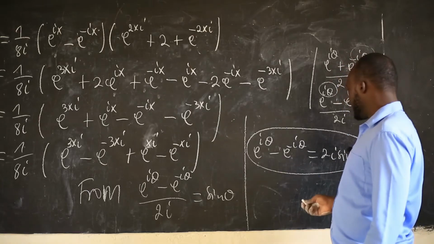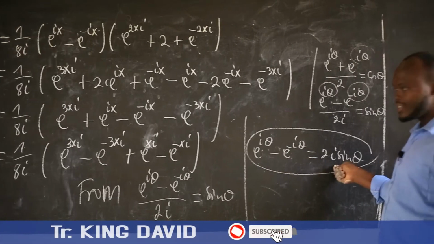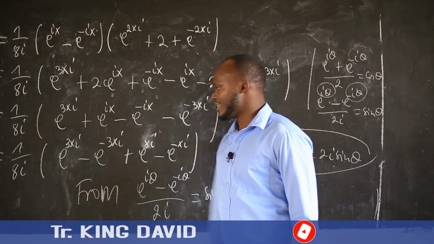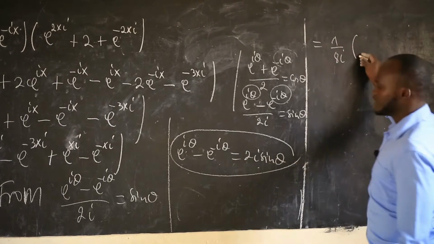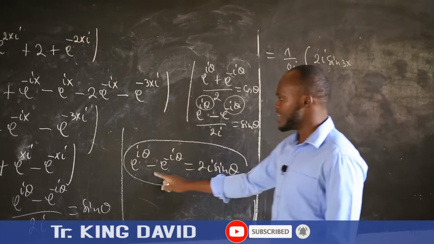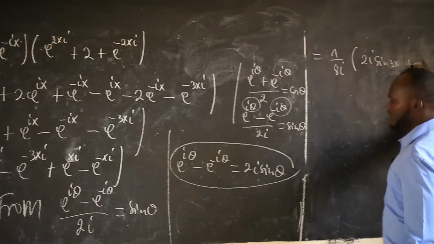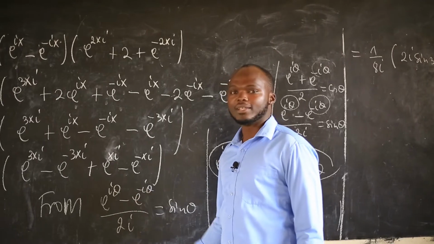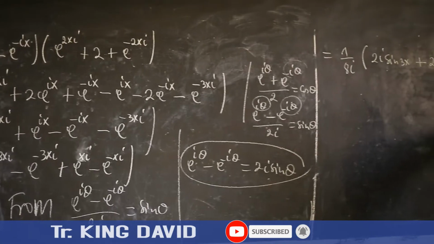Meaning that e power ix minus e power negative ix equals 2i sine of the angle. So here it will be 2i sine 3x. So the answer is 1 over 8i into bracket 2i sine 3x. We have sine because we have minus here, there is minus here in between. So plus, here our angle is x and we have minus here. Since we have minus here, it will be sine. So it will be 2i sine x.